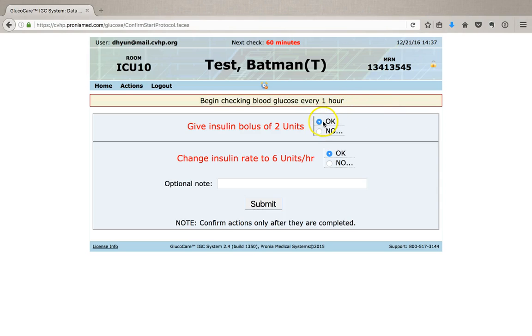Because we're not at goal, because we were running at 5, the recommendation is based off of the previous insulin drip rate. It's going to have us give an insulin bolus of 2 units, IV push, and we would do this through the Alaris pump. And then we're going to increase the infusion rate. Previously it was at 5. We're going to change the rate to 6 units per hour. We're going to click submit.